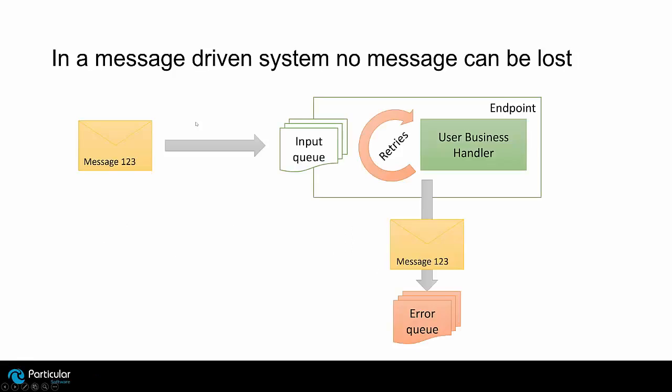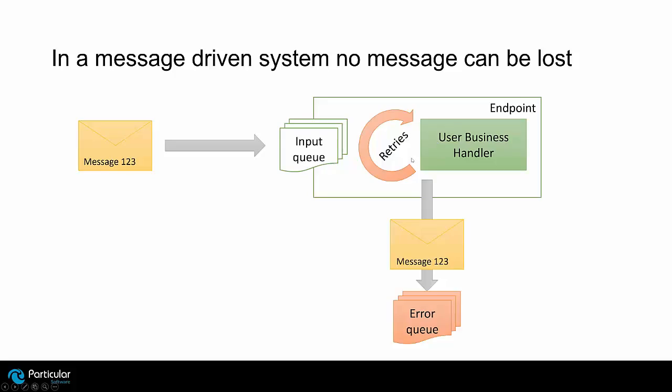So we have here a message with the payload 1234 arriving in the endpoint's input queue. The endpoint is here visualized as a green rectangle. When the message is picked up by the endpoint, the user's business handler, the handler which is supposed to handle that message in code, is executed. When that specific request fails because of an exception, there comes the so-called first level retry. This is handled transparently, directly in memory.